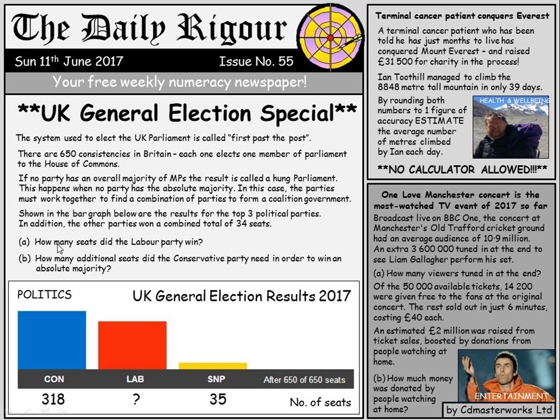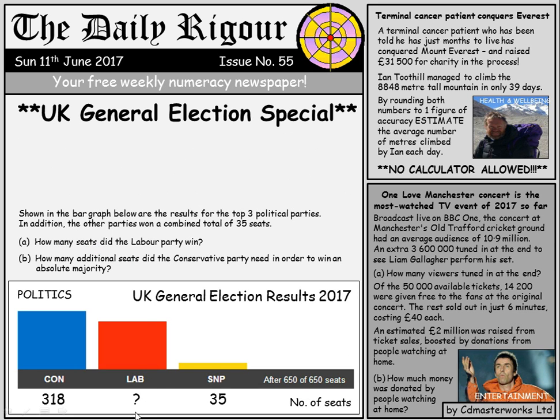So first question here, part A, how many seats did the Labour Party win? Because of course it's blank here, it's got a question mark in the graph. So what we've got to do is add up all the seats of all the other parties first of all. So the other parties other than these three won a total of 35 seats. And then we're going to add the 318 on from the Conservatives and the 35 on from the SNP. And that's going to give us 388 seats that didn't go to Labour.